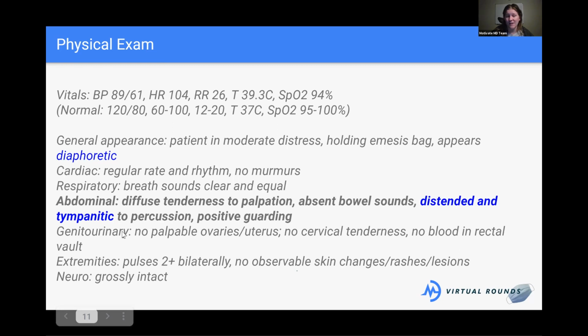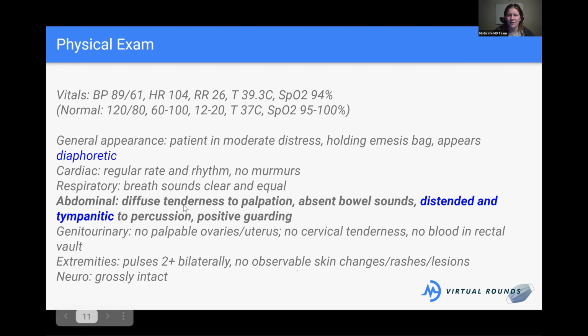For her genitourinary exam, she has no palpable ovaries and uterus, which is consistent with her past history of a hysterectomy. She has no cervical tenderness and no blood in the rectal vault. I realize this is a typo here, she wouldn't have a cervix because she doesn't have a uterus, but there's usually a cuff, like an artificial cervix kind of. No tenderness and no blood in the rectal vault. So again, we've eliminated some of those other things on the differential that would have been related to more of a pelvic or gynecologic type of etiology for this pain.